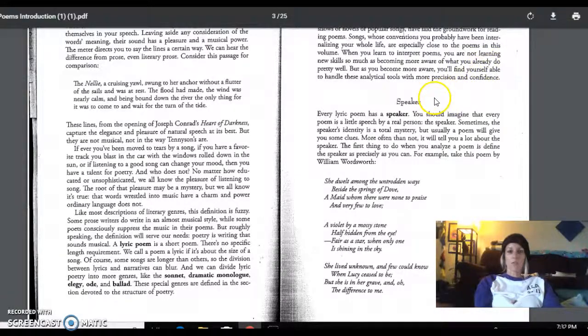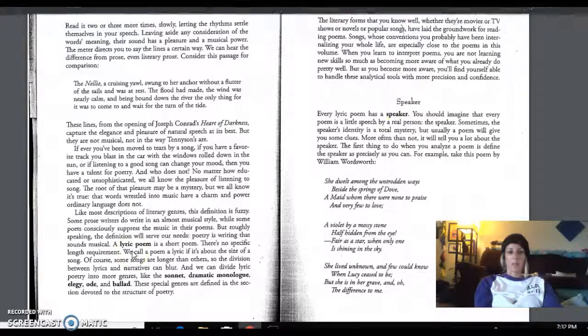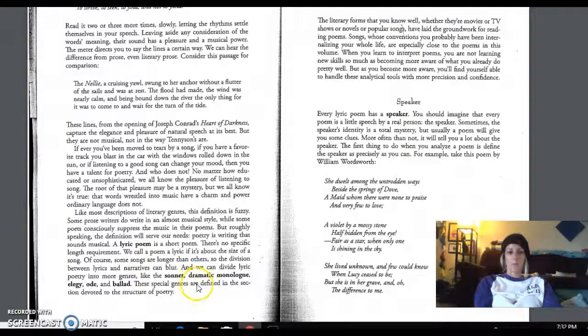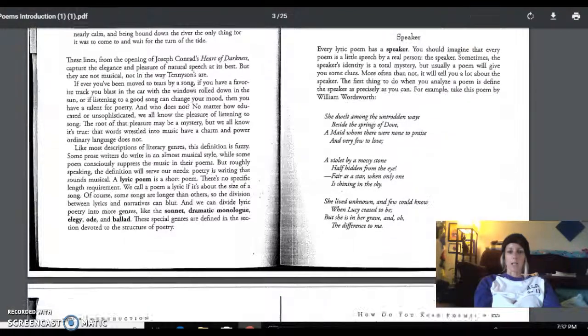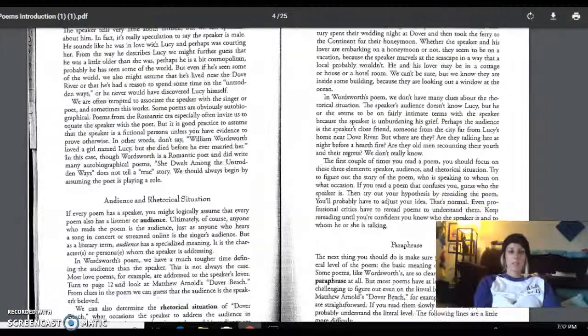And so we're being introduced in this section to new terms. You can see it here: lyric poem, sonnet, dramatic monologue, elegy, ode, ballad. We have speaker. And so again, a lot of these terms you're familiar with. You've already learned them or heard of them. And now you're just kind of pushing the knowledge that you already have to the next level of consciousness.